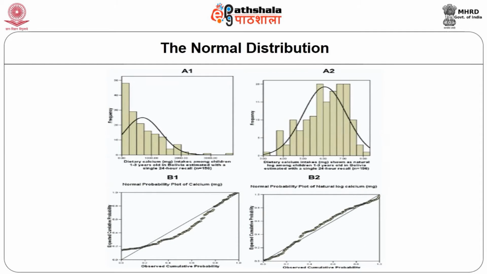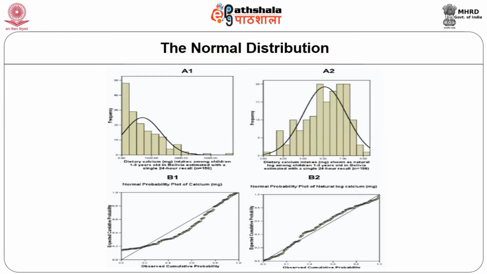If at all they are not following normal distribution or normal data, what do we have to do? Then if you see the A1 graph which I am showing to you, it is also from the Journal of American Dietetic Association. Dietary calcium intake among children 1 to 3 years old in Bolivia as estimated with a single 24-hour recall method of 156 children. If you see the data and the graph, it is a right skewed, highly skewed distribution.